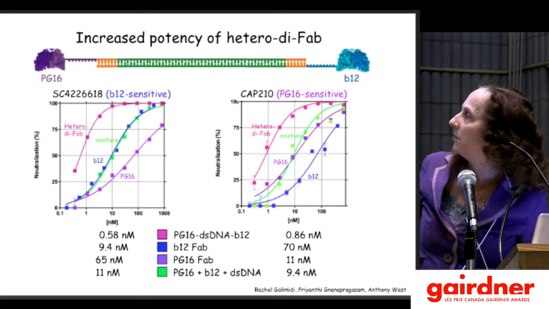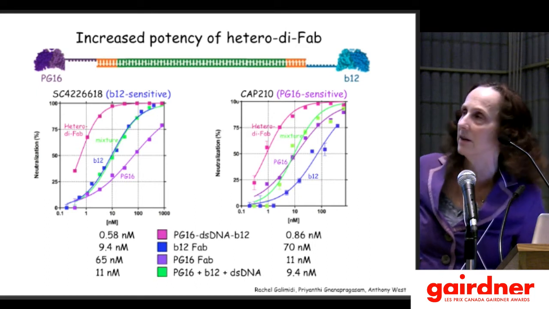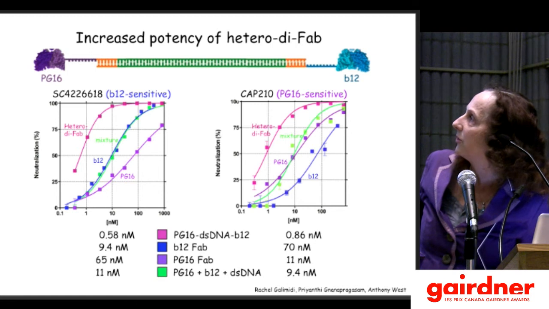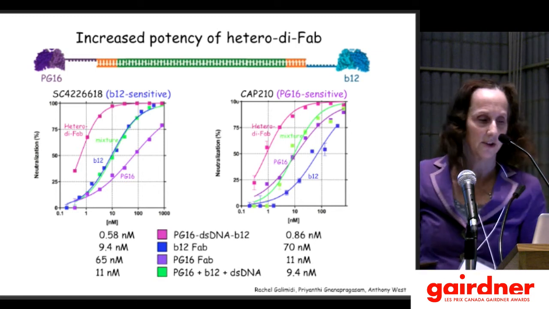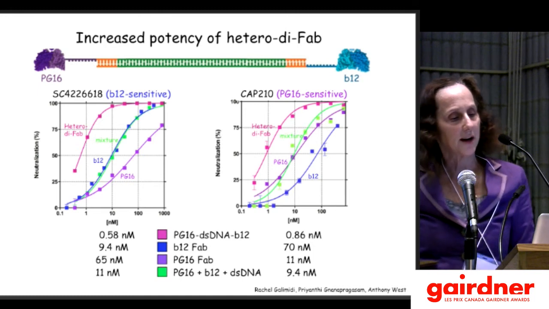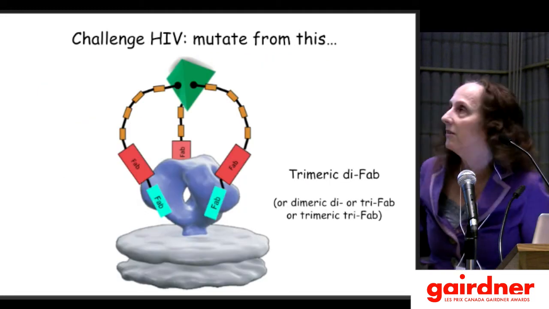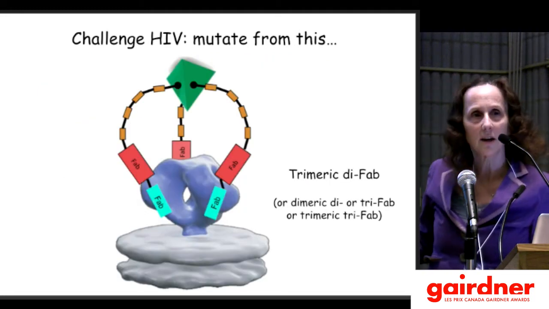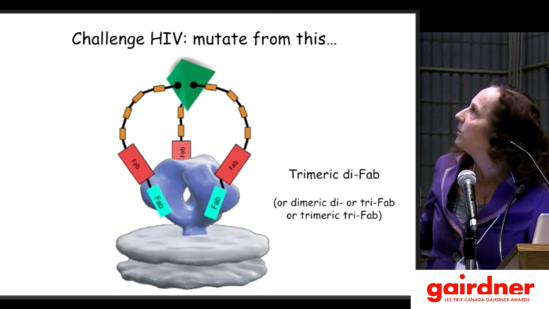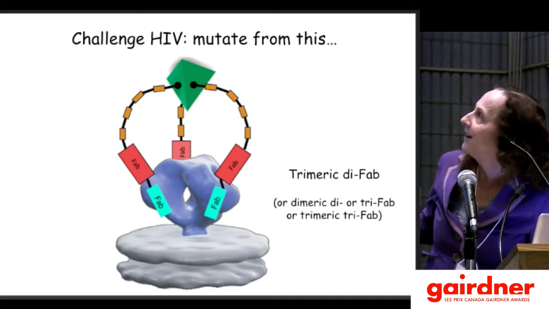You just mix PG16 and B12 with the double-stranded DNA, but they're not covalently linked. Now that mixture is no better than the best of the reagents there. So we think we're on the right track to identifying how to make a reagent that will bind multivalently. This is our ideal reagent. And we have a challenge to HIV, which is to try to mutate from this, because I don't think it can. So the idea is this would be the ideal reagent.